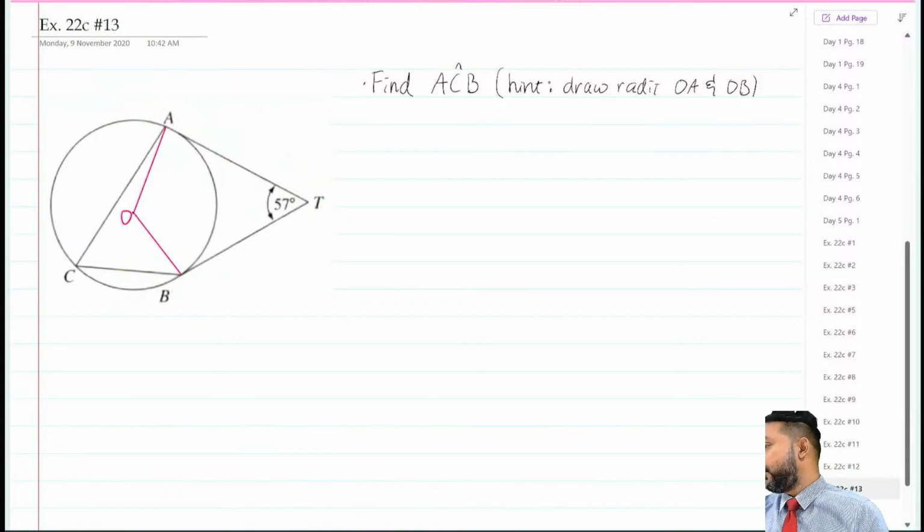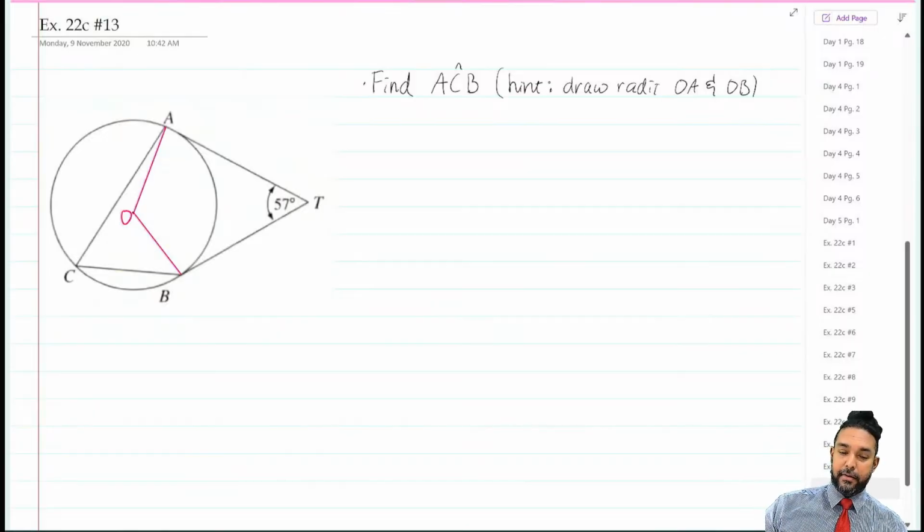We can do some circle geometry stuff here, and I'm going to correct this one. You ready with this one? So we had to find angle ACB. Now we know that the angle at the center, O, let's just call it theta for now, is 180 minus 57, because those two angles are supplementary.